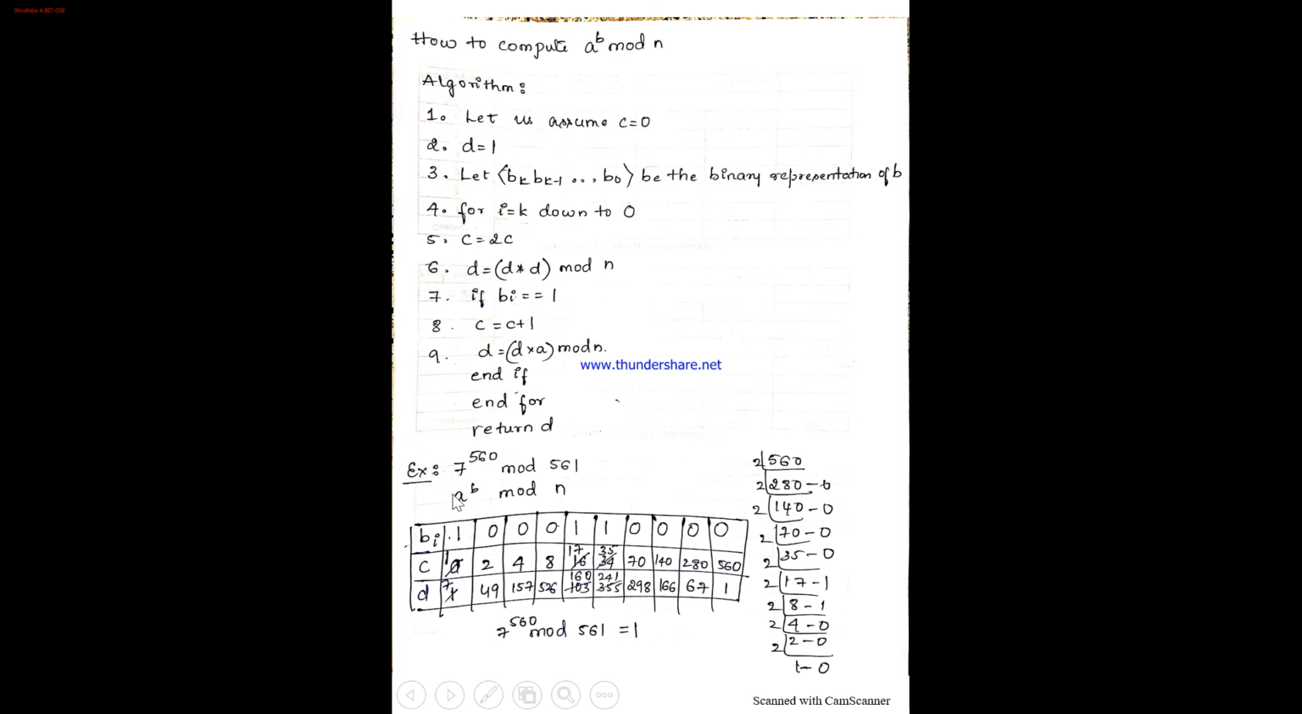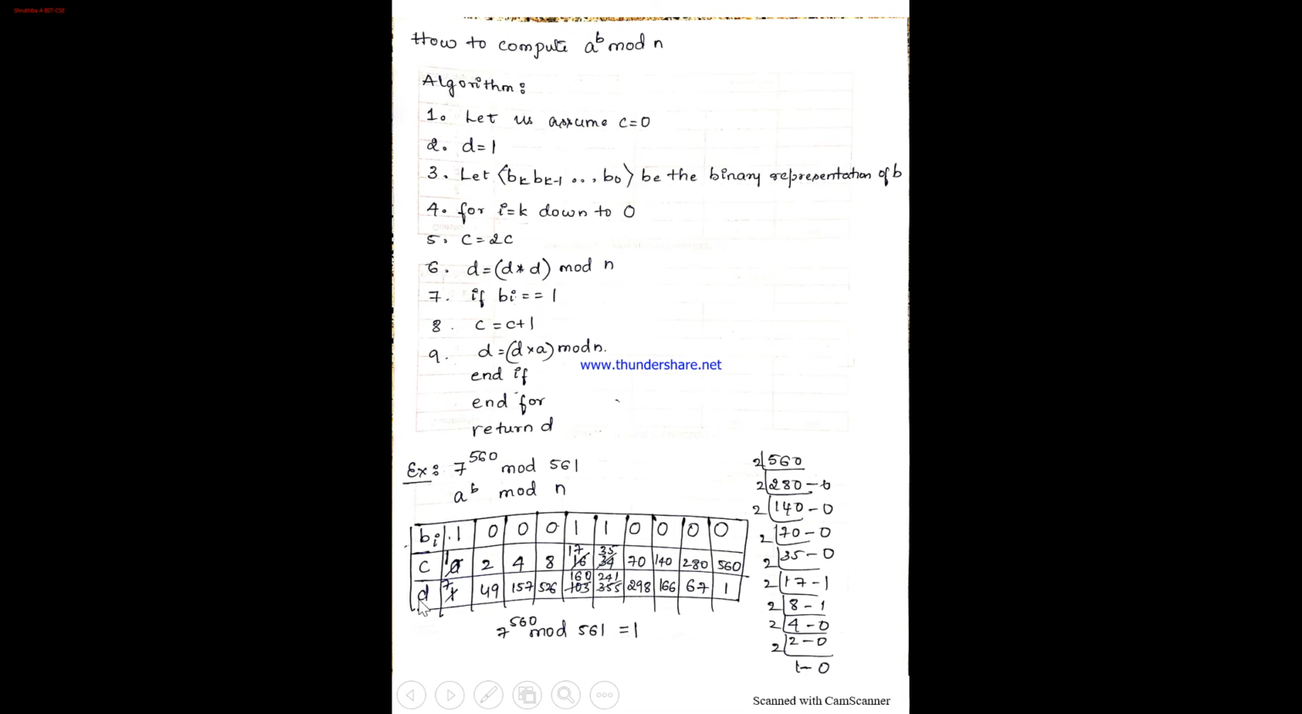Suppose I am asked to find 7 to the power of 560 mod 561. First I should get the binary representation of this 560, by dividing it by 2. I hope you all are familiar with this method of binary representation. The same thing I have written here: 1 0 0 0 1 1 and then 4 zeros.